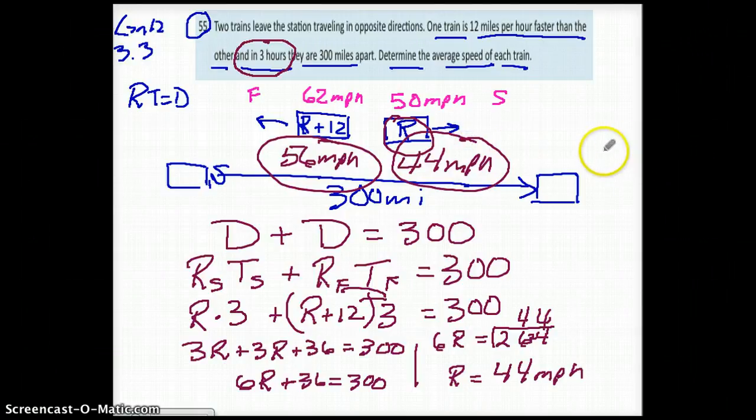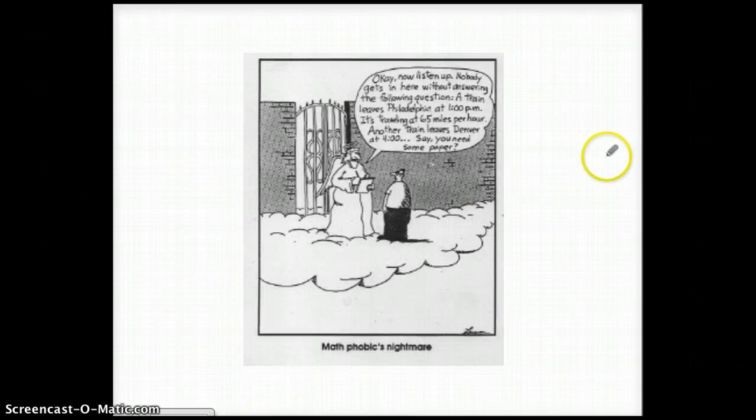Now I know that these problems could be a little difficult, but I've got good news for you. They're not as difficult as this cartoon. So here we have this gentleman over here trying to get into the pearly gates, and it looks like this is Peter or some character. He says, "Okay, now listen up. Nobody gets in here without answering the following question: a train leaves Philadelphia." So anyway, it's kind of funny. I call that the math phobic's nightmare.